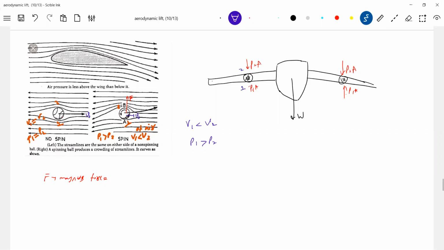So what is A now? A will be the area of cross section of the wing, not just that of the sphere. A is the area of cross section of the wing. So like this, P1A minus P2A will become the aerodynamic lift. Designing of propellers is very important.